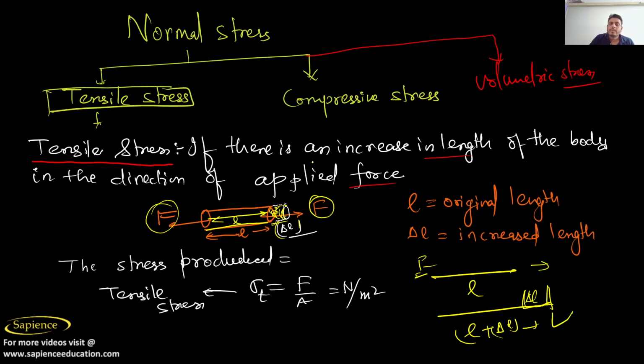So what is happening here? There is an increase in the length of the body in the direction of the applied force. See here, length is increased in the direction of applied force, because this is the direction of applied force, and this is the increase in length. So the stress produced is known as tensile stress. The formula will be the same, but you need to understand why it is known as tensile stress. And the unit will be the same.